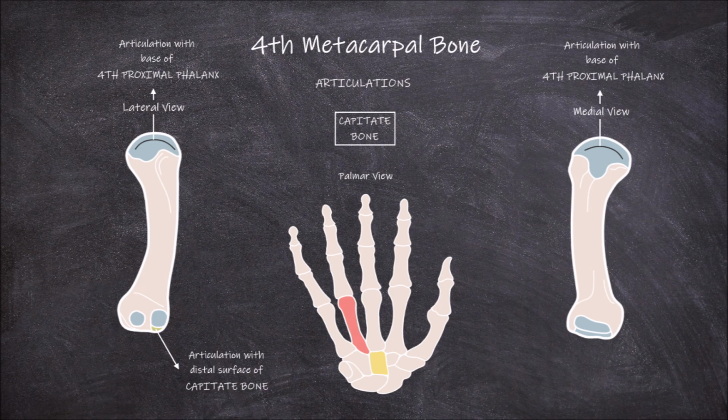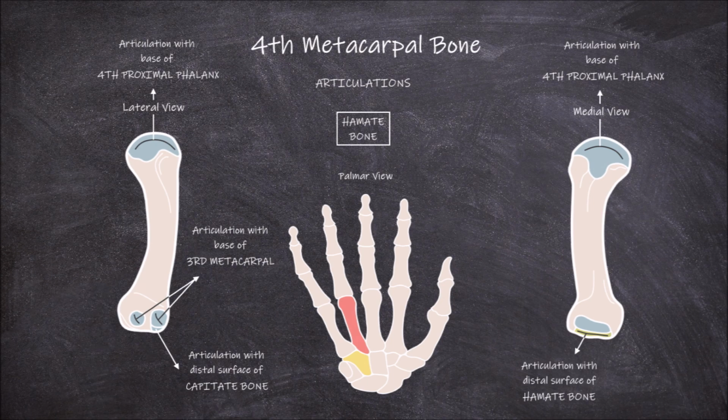The third articulation is with the third metacarpal bone. The two facets on the lateral surface on the base of the fourth metacarpal articulate with facets on the medial surface of the third metacarpal bone. The fourth articulation is with the hamate bone. A facet on the proximal surface of the base of the fourth metacarpal articulates with a facet on the distal surface of the hamate bone.